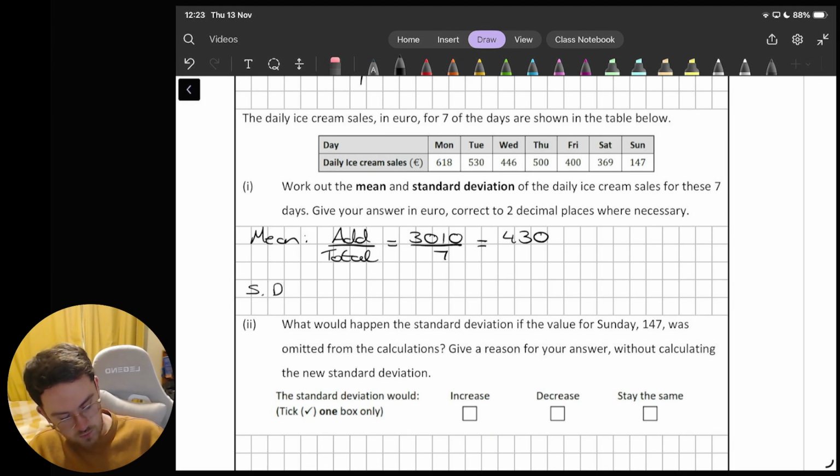Standard deviation, we do entirely in our calculator. So you might want to go back and review that. It's a measure of how spread out the data is. So if we do our standard deviation here, I'm going to get 138.98. So a measure of how spread out our ice cream sales are, 138.98 here.